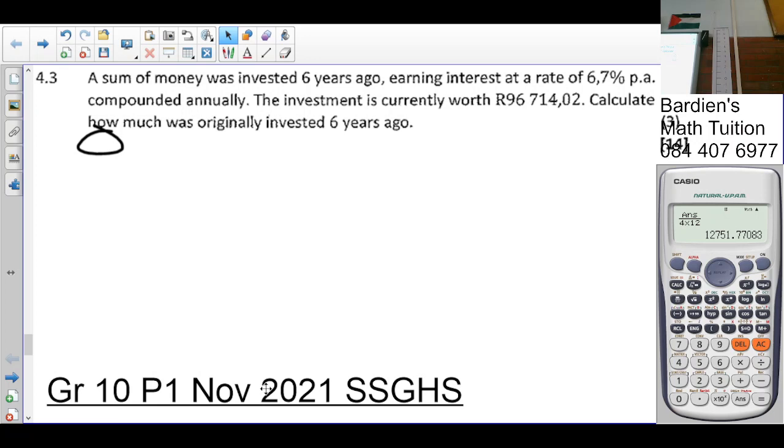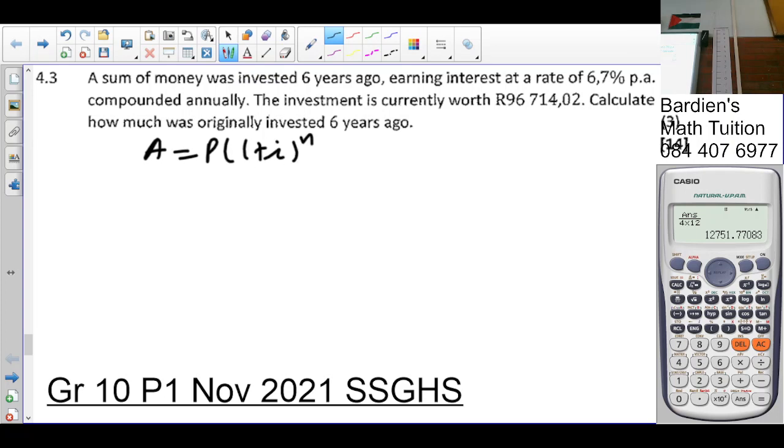Next question says, a sum of money was invested for 6 years, earning an interest rate of 6.7% per annum compounded annually. The investment is currently worth 96,714.02. Calculate how much was originally invested 6 years ago. So in other words, you must calculate your P value. Which formula are we going to use? A is equal to P into 1 plus i to the exponent n.